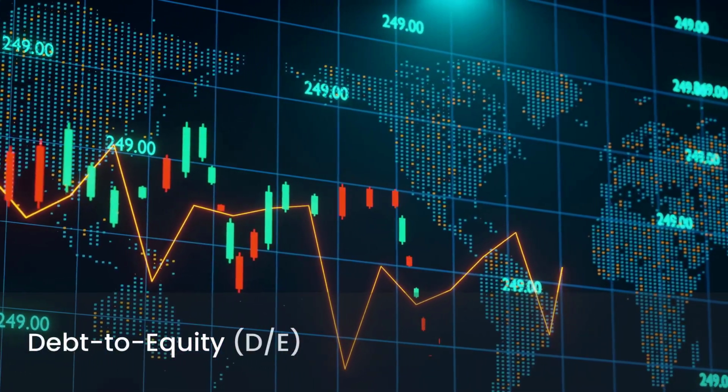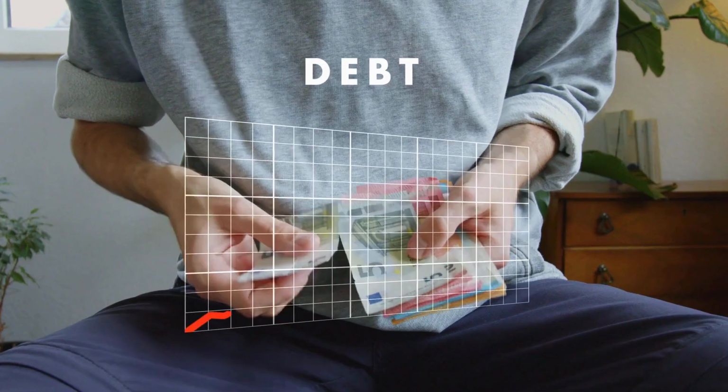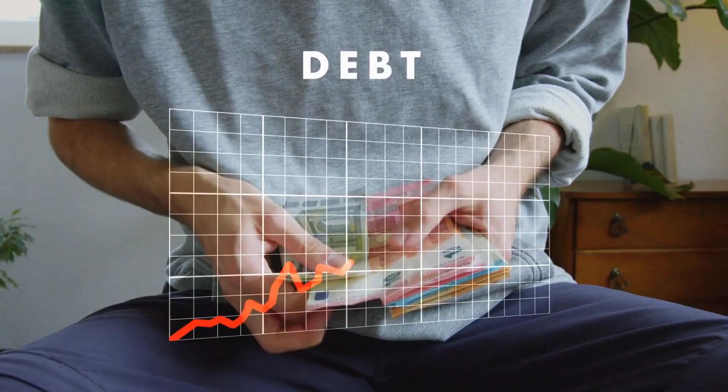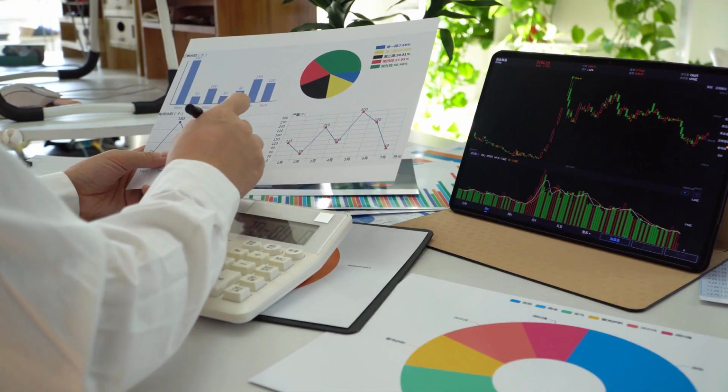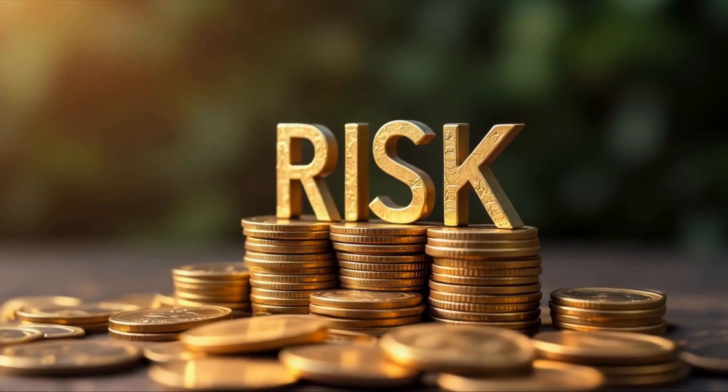Debt to equity, DE ratio, measures the degree to which a company is financing its operations through debt versus wholly owned funds, calculated as total liabilities divided by shareholders' equity. A high ratio can indicate higher financial risk.